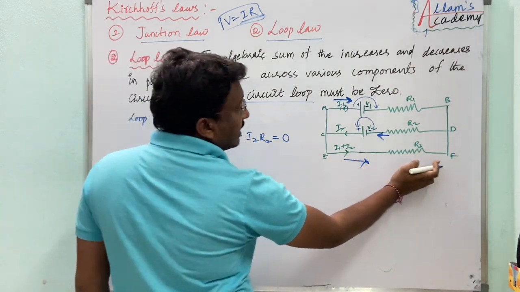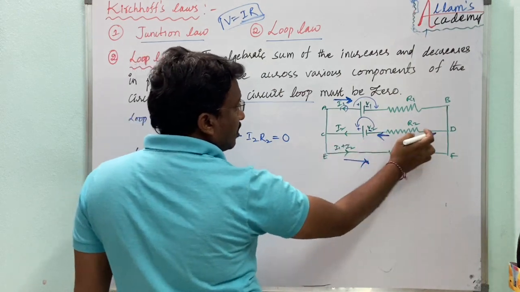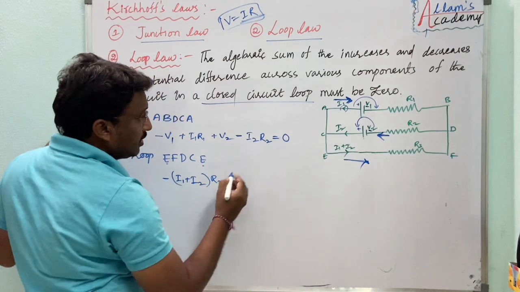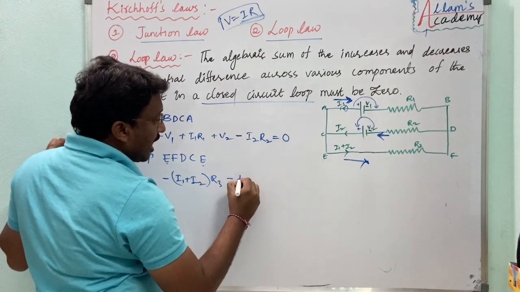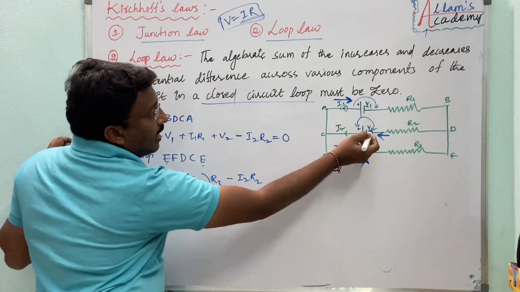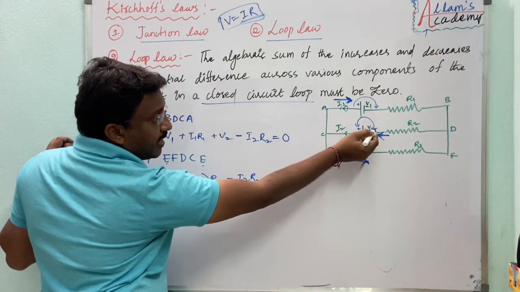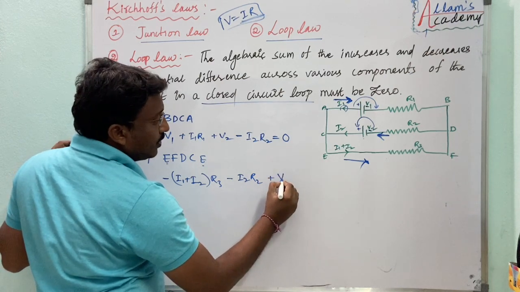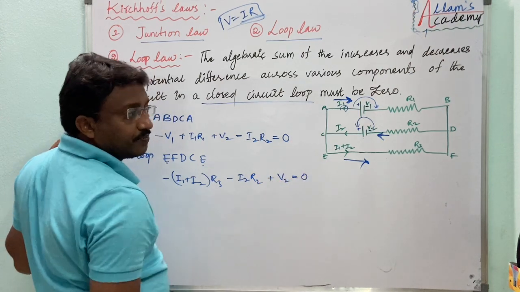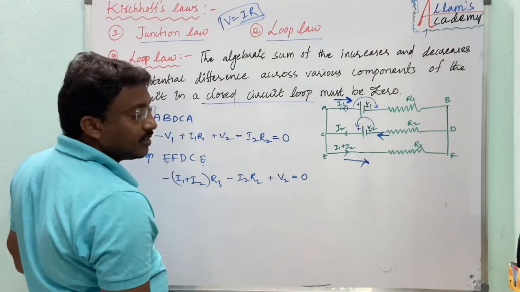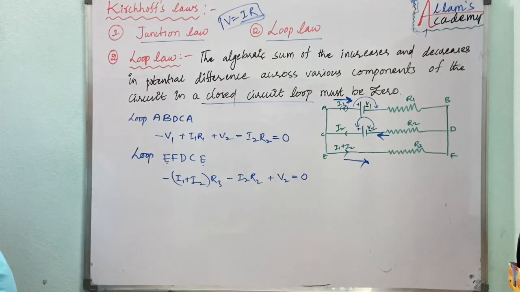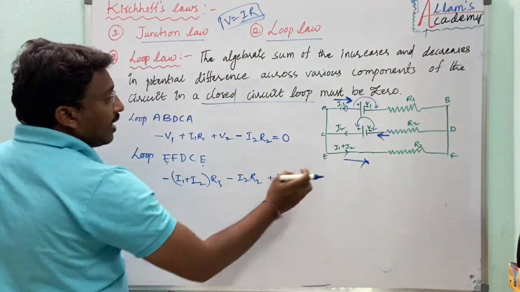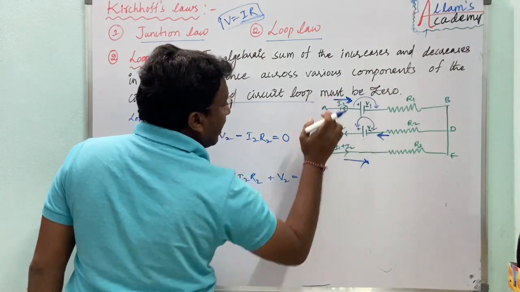Okay, right. And D to E here, also in the same direction. So again it becomes minus I2 R2. And from the negative terminal to the positive terminal, we should take positive V2 equal to 0. This is loop E, F, D, C, E. So if we take one more loop, the total loop.